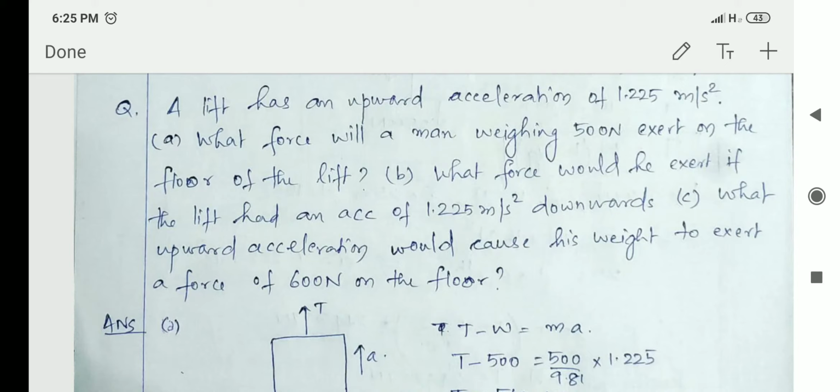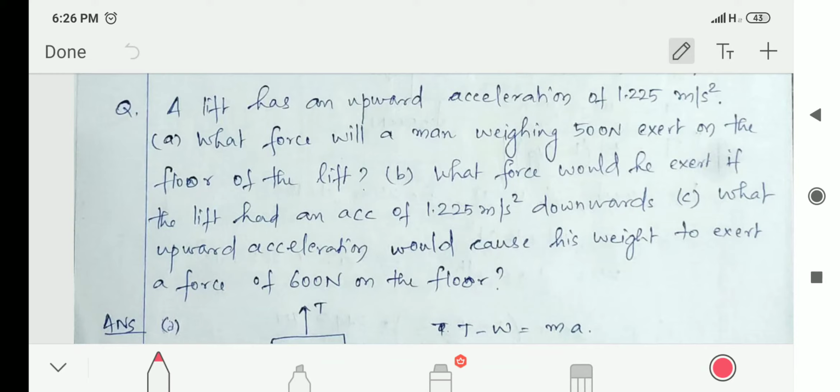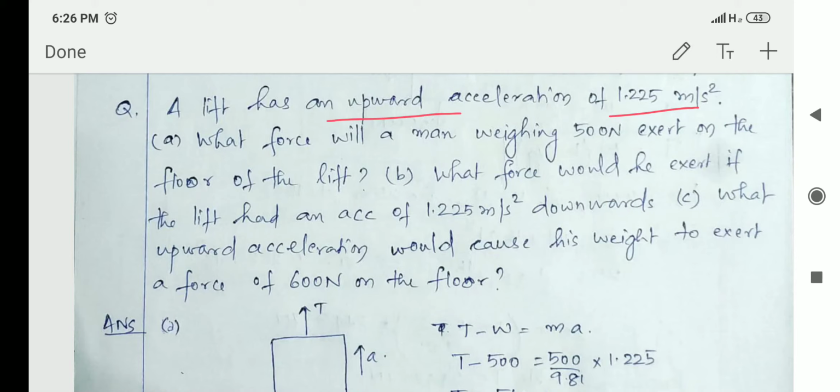So from the first line, we understand that the problem is from a lift, and the movement of the lift is upward. The lift has only two motions, upward or downward. So it is upward with an acceleration of 1.225 meter per second square. What force will a man weighing 500 Newton exert on the floor of the lift? What force would he exert if the lift had an acceleration of 1.225 meter per second square downwards?